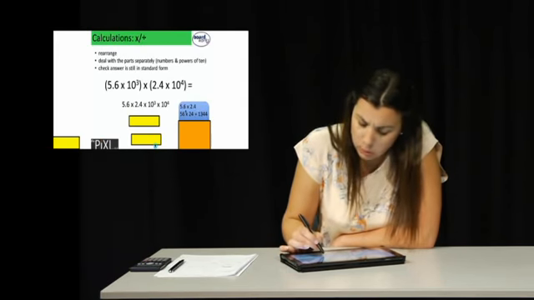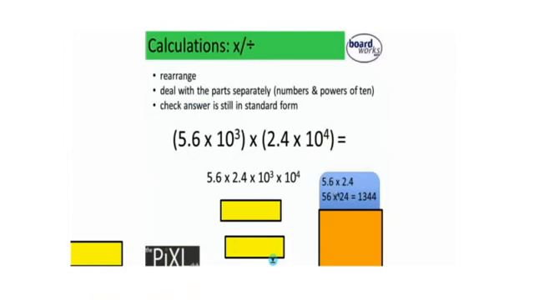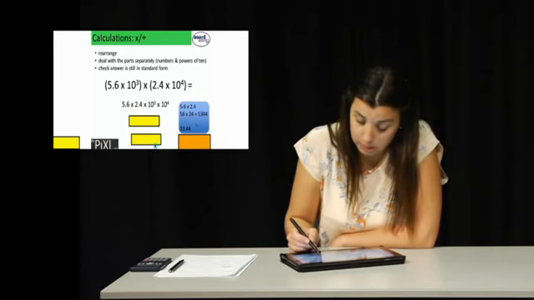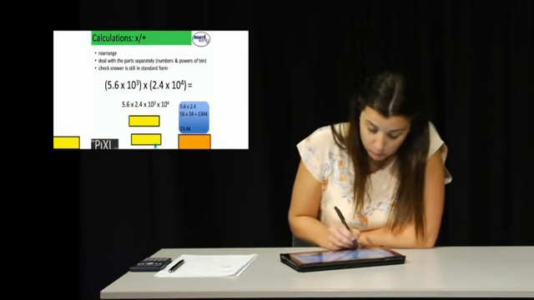So if we look at what we started with, 5.6 has one decimal place and 2.4 another decimal place. So all together there, we've got 2 decimal places. So in our answer, we're going to have to change it to 13.44 as opposed to 1,344. So that's decimal multiplication. You need to make sure you're confident doing that. And then we look at our powers.